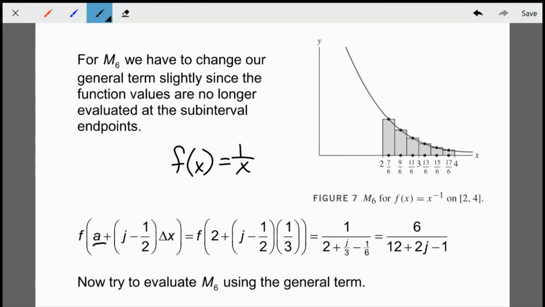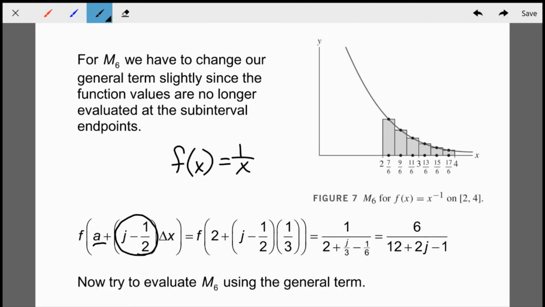Here's my left endpoint. That's what I'm going to plug into my function to evaluate the function value at what point. So the left endpoint plus half of my subinterval length. So notice this j minus 1/2. If I plug in j as 1, that's going to give me half of delta x. If I plug in j as 2, that's going to give me 1.5 delta x's. So the first half delta x gets me here.